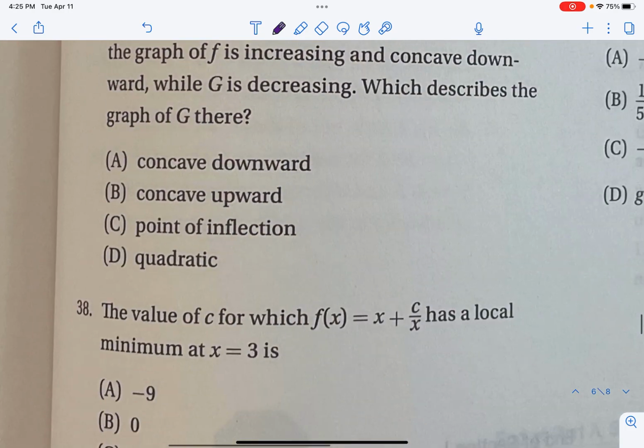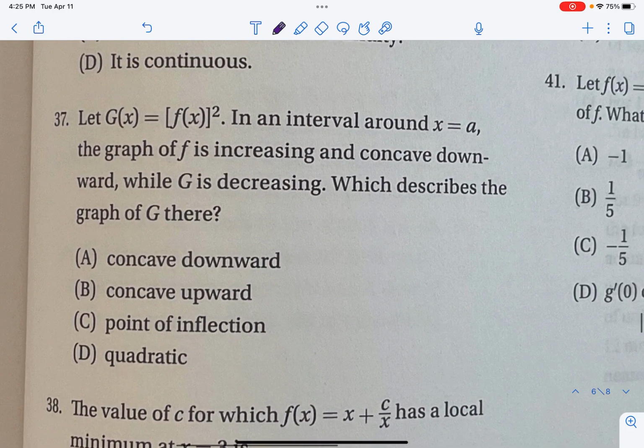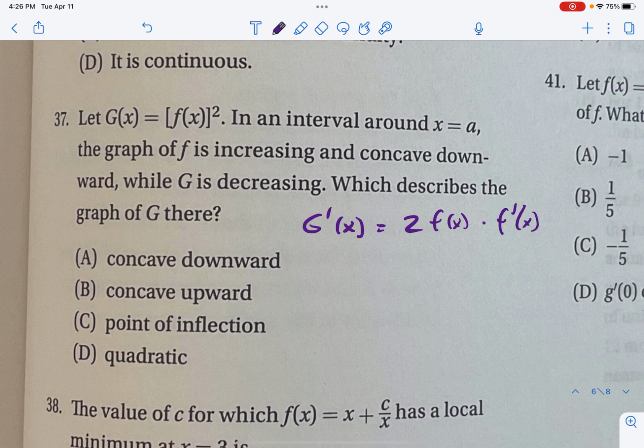Okay, number 37. So we have g and f related this way. In an interval around x equals a, the graph of f is increasing and concave down, while g is decreasing. So all of these things are about derivatives in some way. Let's start writing things down. So g prime of x would be 2 times f of x times f prime of x.